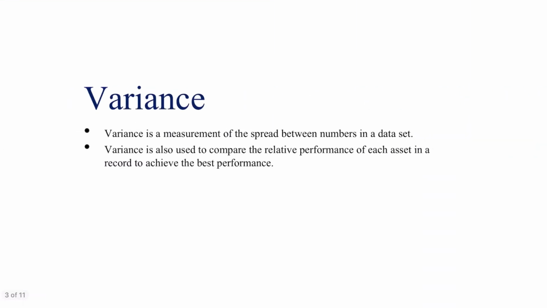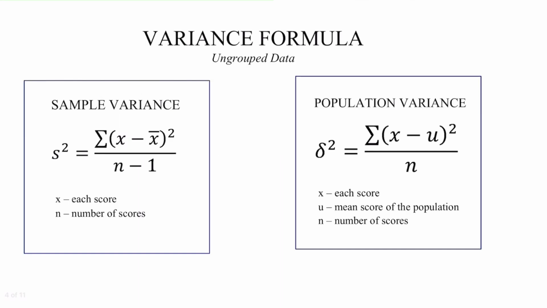What is variance? Variance is a measurement of the spread between numbers in a data set. Variance is also used to compare the relative performance of each asset in a record to achieve the best performance. Variance is the most commonly used measure of variation because, among all the measures, this is the most stable one. Variance has two formulae, the sample variance and population variance.